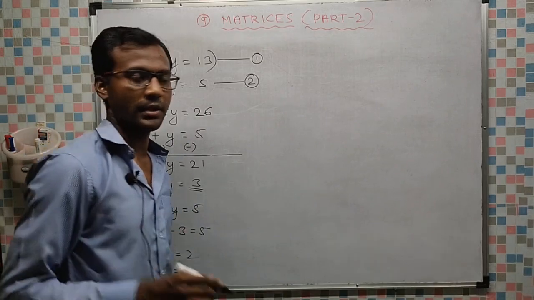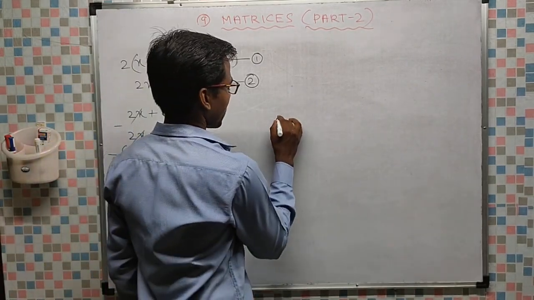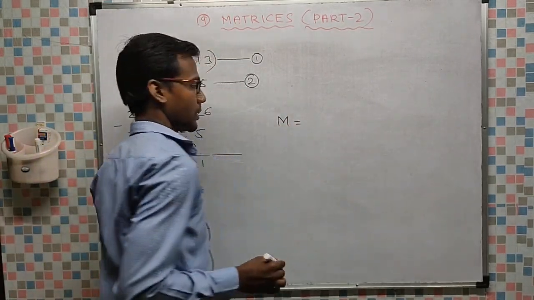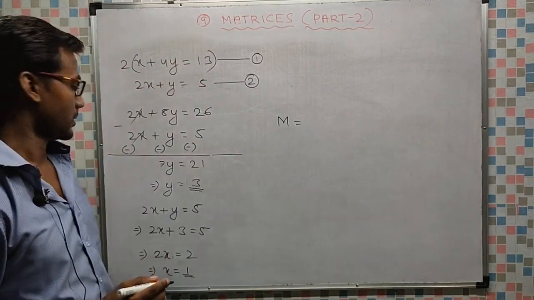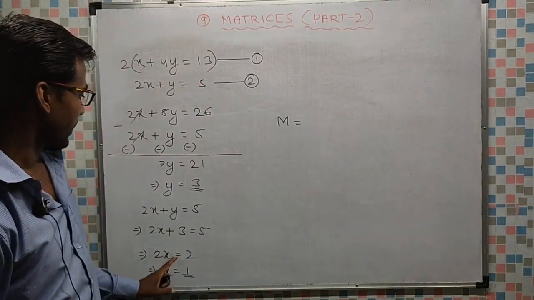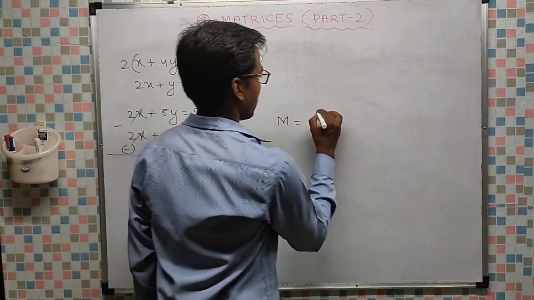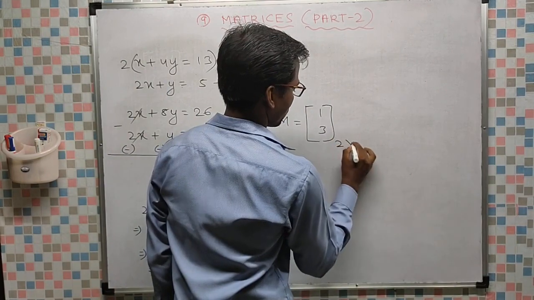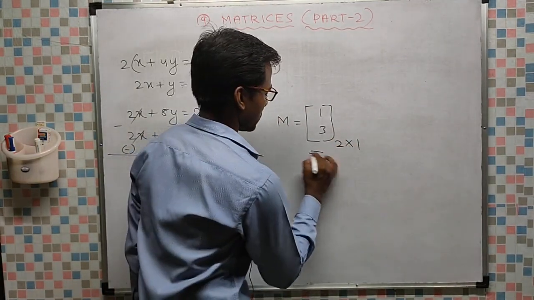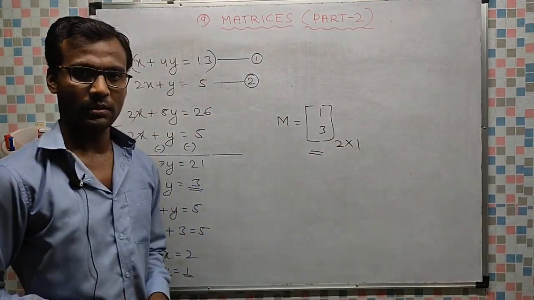That means we got the matrix M. So ultimately we can write M is equal to [x; y] like this, 2 rows 1 column. Don't change the order. So x, y means [1; 3], 2 rows 1 column. So this is the matrix M.